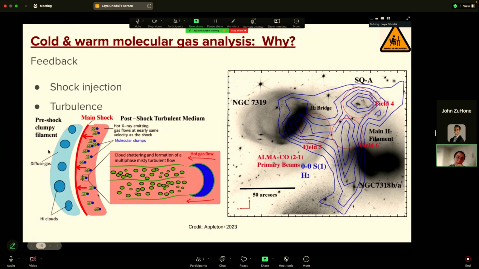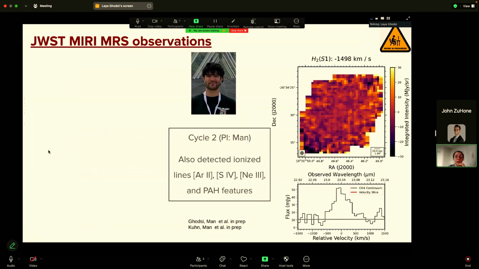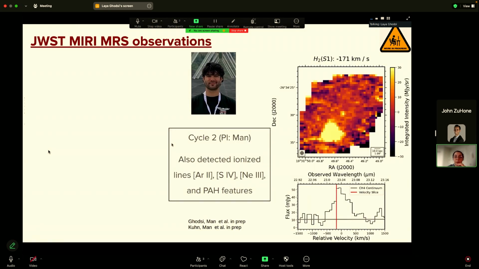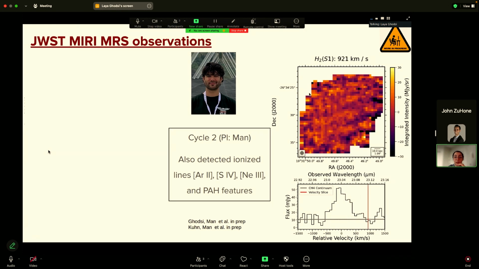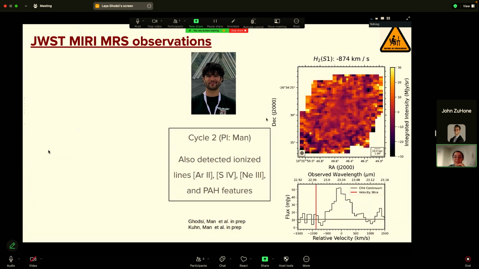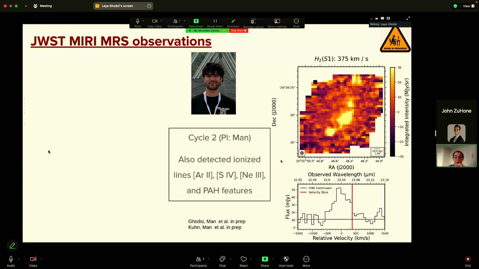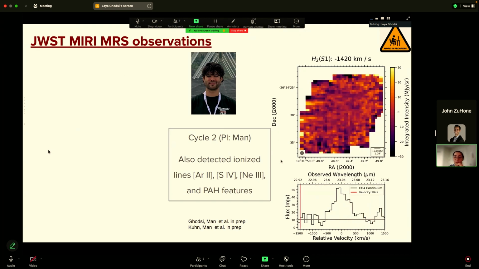And in this nice cartoon, they are showing that when a shock front is moving inside a molecular cloud, it can change the distribution of density, and the molecular clouds can be more clumpy. So we want to see if we see this feature in our data or not. Here I'm showing our JWST data for the H2 S1 line on the right. And this is a nice animation prepared by my friend Lucas Kuhn, another graduate student at UBC.